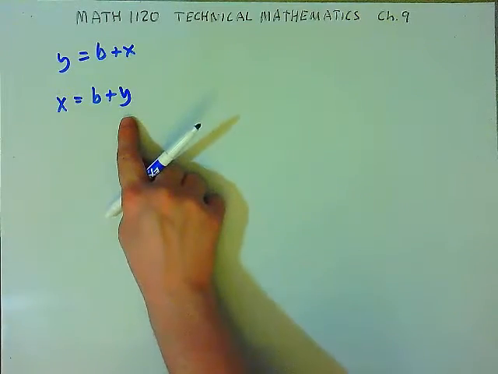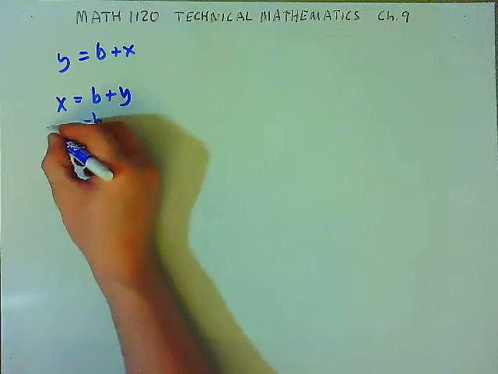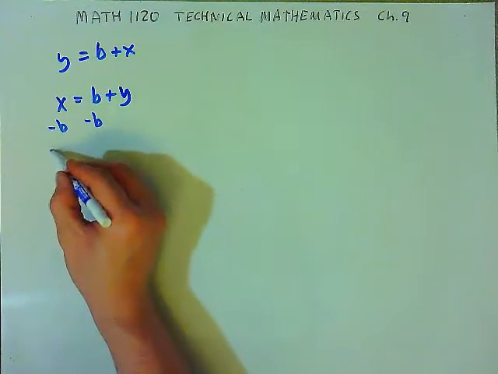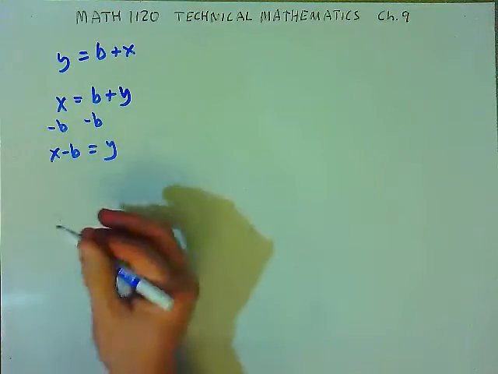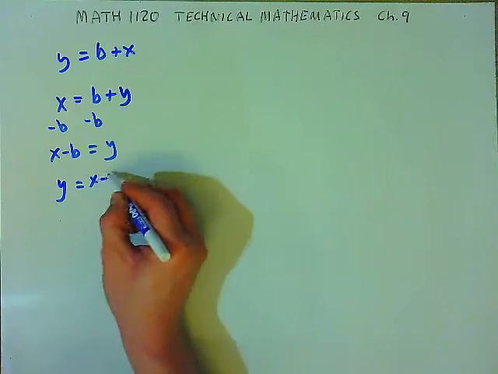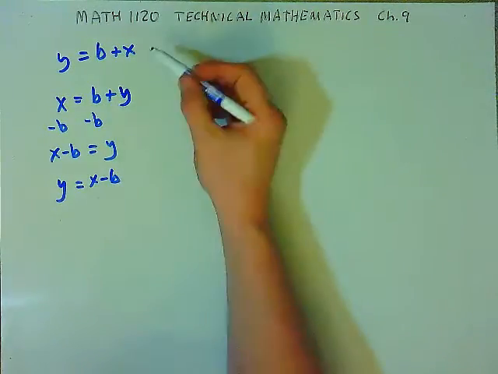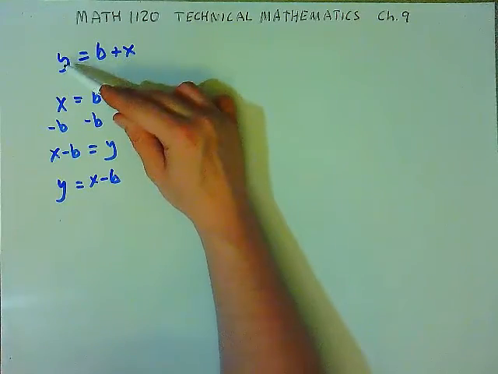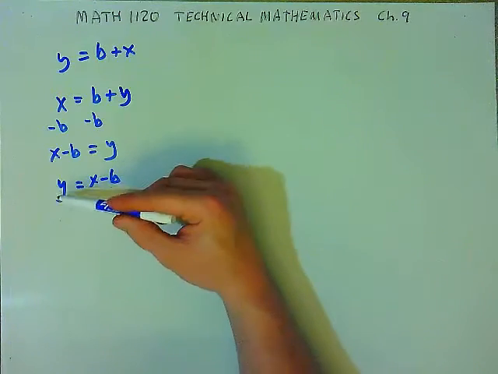And we call this the inverse function because now if we solve for y, and we'll do that by subtracting b from both sides, we will get x minus b is equal to y. And I can rewrite this the other way, right? I can flip them about the equal sign. And so we can say that if we know what x is and we add b to it, we can find y. And the inverse of that would be to take x and subtract b.